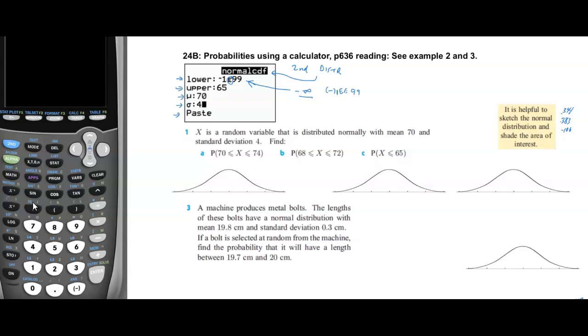Okay, so let's do some examples. Number 1. Capital X is a random variable that is distributed normally with mean 70 and standard deviation 4. Find the probability, P is probability, that the random variable is between 70 and 74, inclusive. Now remember, for a normal distribution, it doesn't matter if it's inclusive or not, right? It could have been less than. It's the same answer.